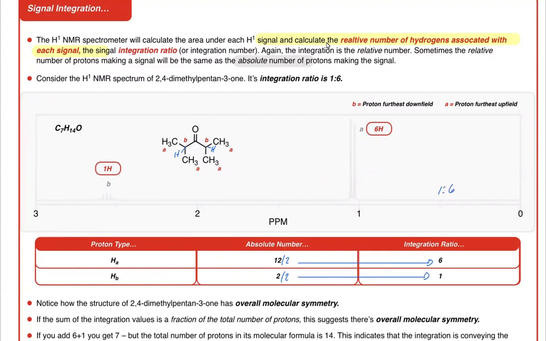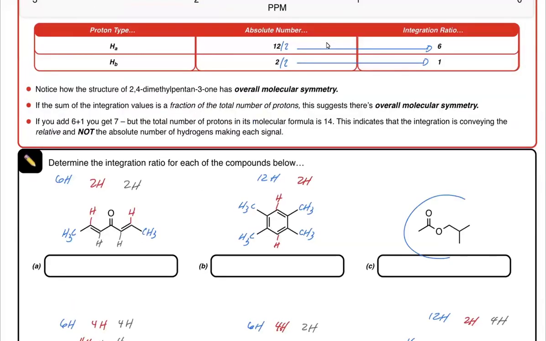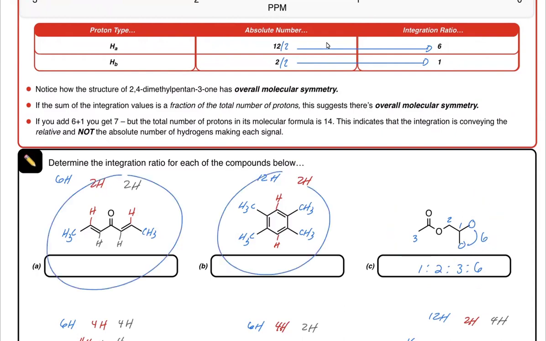Okay. Now, that being said, if you were to look at, say, a molecule like this right here, notice there's no overarching symmetry. Because of that, what you would just do to determine the integration ratio is say that there's 3 hydrogens here, 2 here, 1 here, and the methyl groups would combine to 6. So the integration ratio is 1 to 2 to 3 to 6. List those numbers in increasing magnitude. Okay. So here the integration is the same as the absolute, but as we'll see for molecules with symmetry, the absolute number is going to be different from the integration.